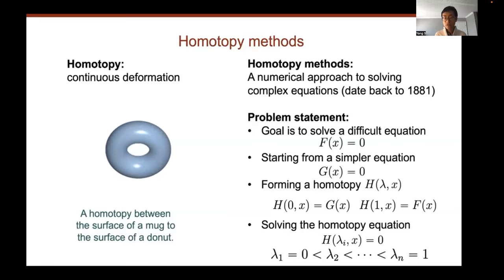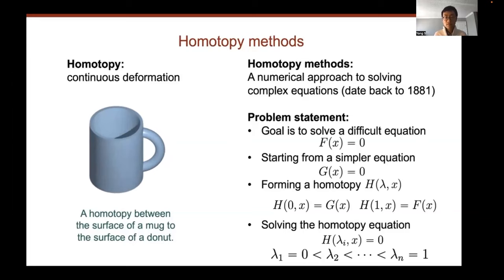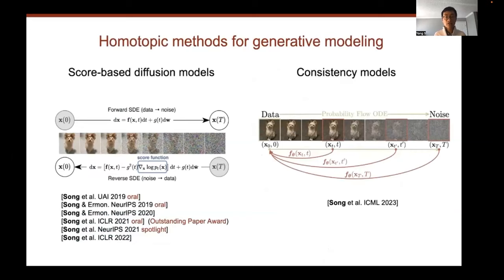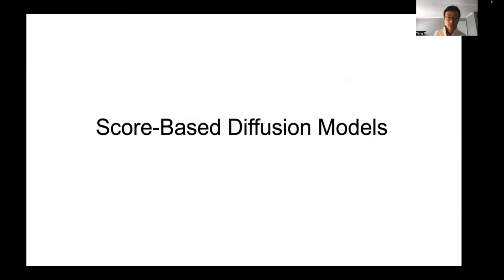So I found this methodology to be quite insightful. And actually, there are a lot of approaches in generative modeling that use similar methods to tackle the challenge of the curse of dimensionality. And today, I will present two families of such approaches. The first method is score-based diffusion models. Those methods use a homotopy to continuously deform our complex data distribution to a simple Gaussian distribution.